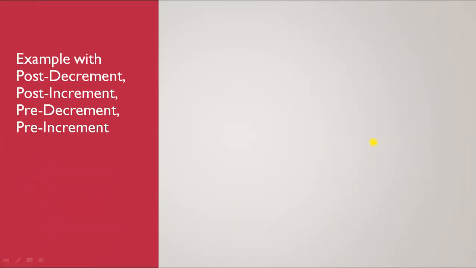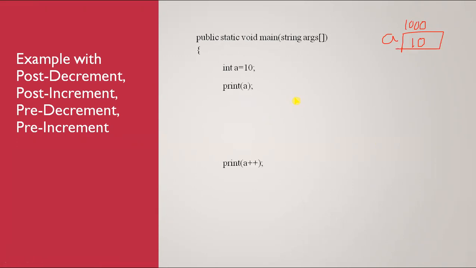Okay, so this example will give you a brief and clear picture of what post increment, pre increment, pre decrement and post decrement are, right? So there is a variable with value 10, and as soon as it sees this variable a, memory would be allocated, with the value 10, and let us assume that this is in memory location 1000. Okay, so now the value of a is 10.